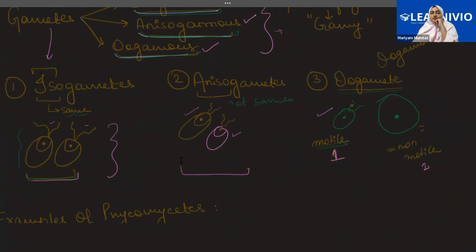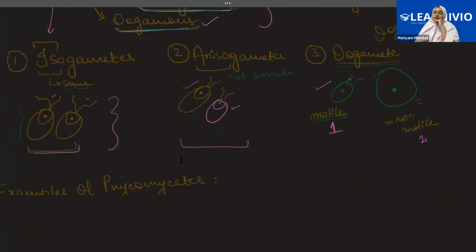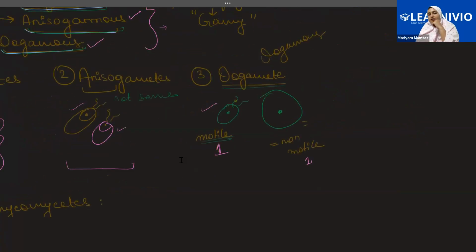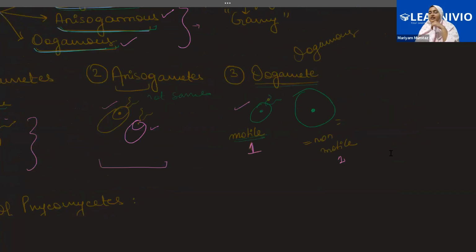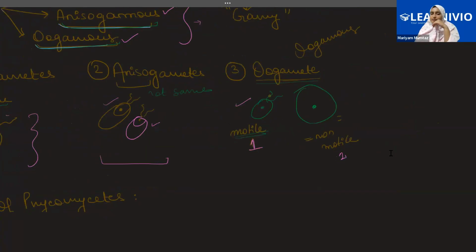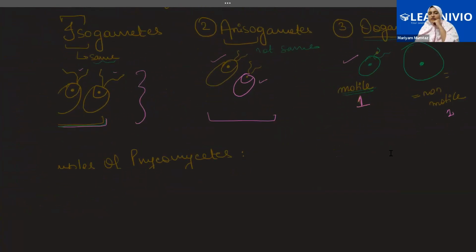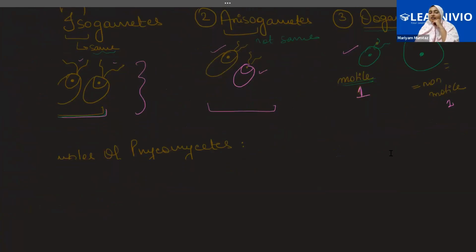Now, talking about the isogamous condition, in which iso means the same. When the gametes are the same in size, motility, structure and everything, we call them isogametes. Then come anisogametes, meaning they are not the same; they are dissimilar in size or shape. Then come oogametes, when one gamete is motile and the other is non-motile. The non-motile one is larger and the motile one is smaller. So this was about Phycomycetes, also known as algal fungi.